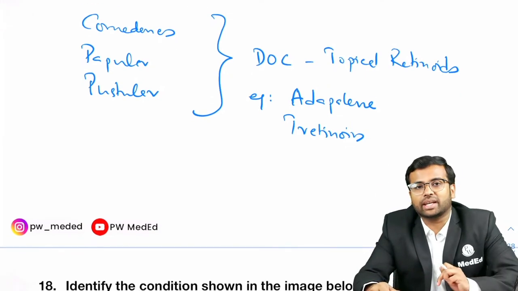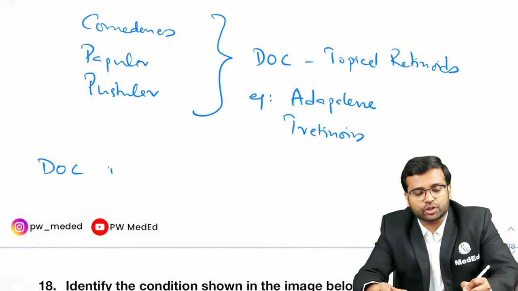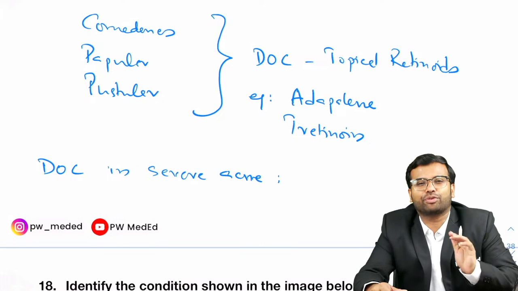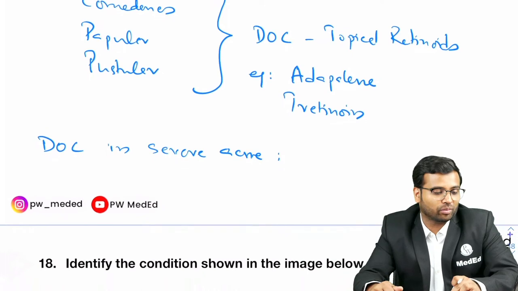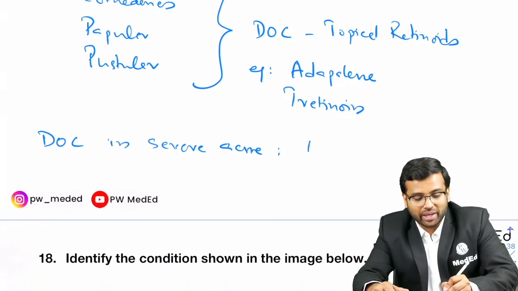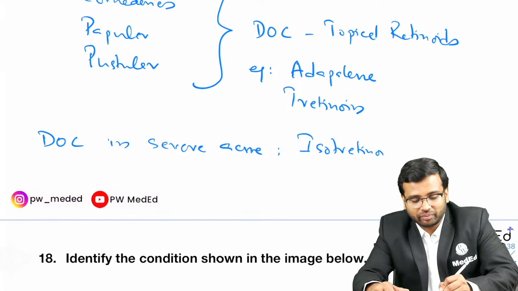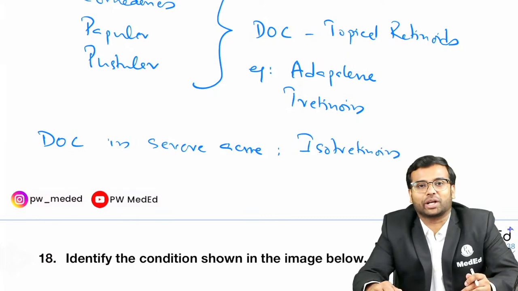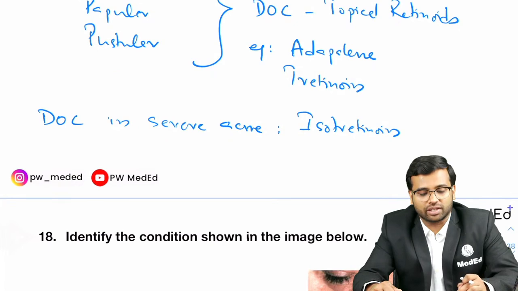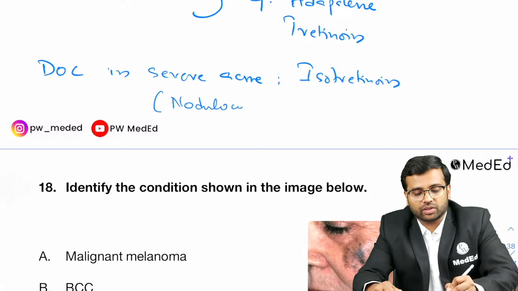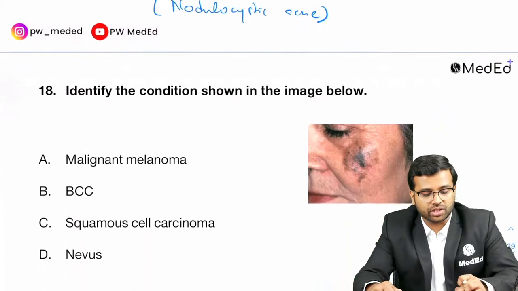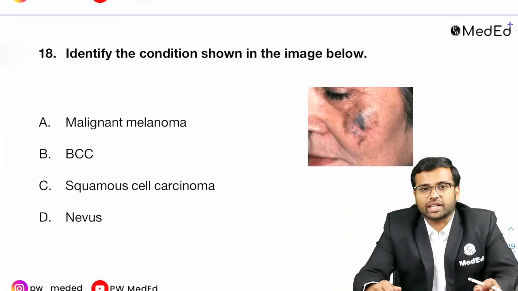But now my next question is, what is the drug of choice in severe acne? We have discussed it a few minutes back. Very good, Monica. So this is going to be isotretinoin. So that is going to be the drug of choice in severe acne. By severe acne, I mean nodulocystic acne.